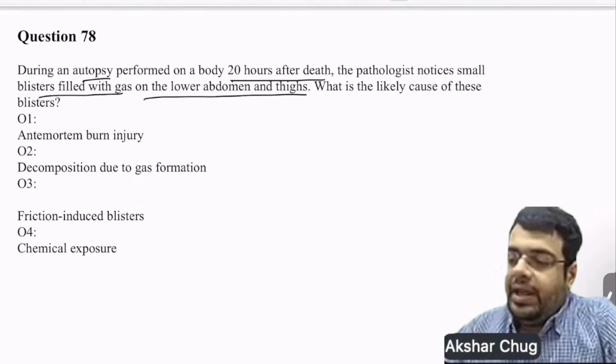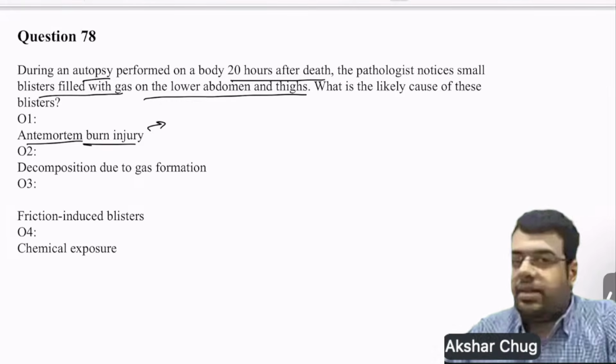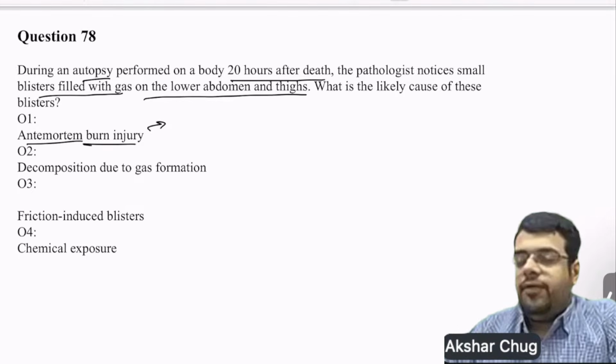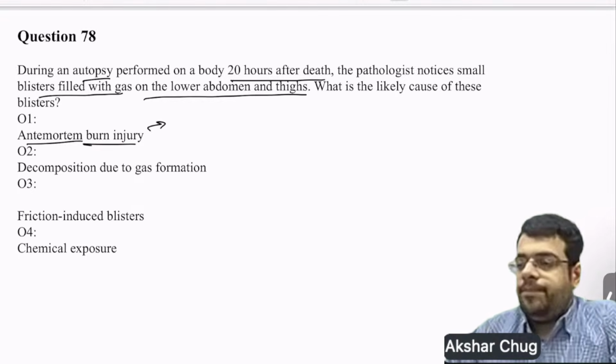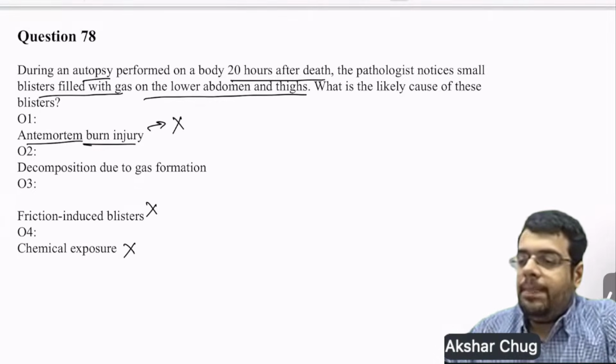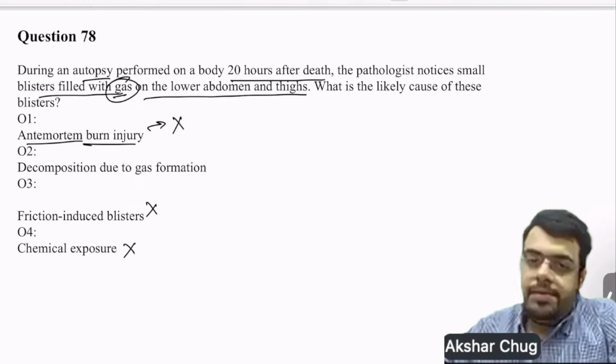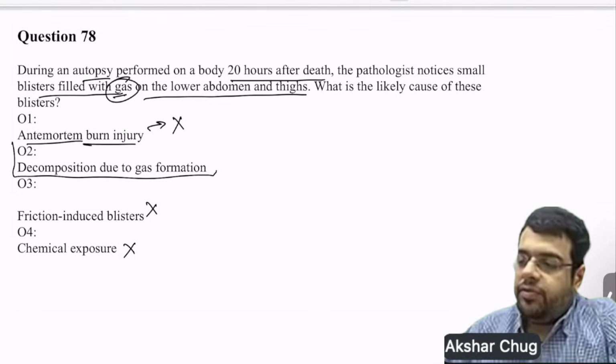Now, in case of burn injury, especially the antemortem burn, there would be blisters, but they would not be gas-filled blisters. They would be filled with inflammatory fluid. So it's a wrong answer. Again, friction blisters and chemical exposures will not have typical gas-filled blisters on the lower abdomen and the thigh. So gas-filled blisters are a hallmark of decomposition due to gas formation.